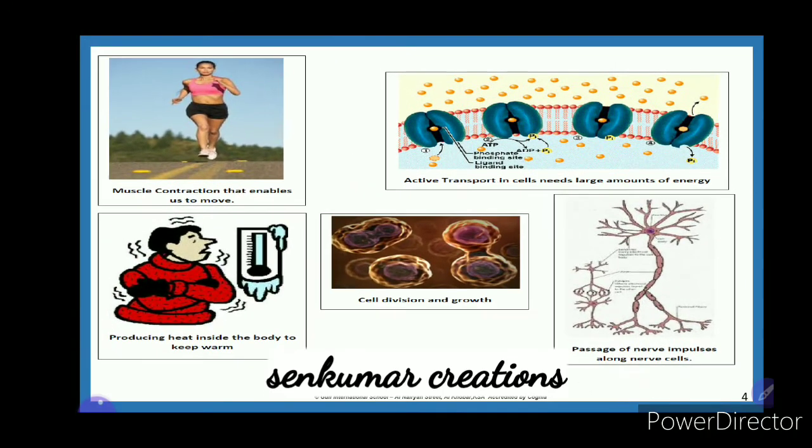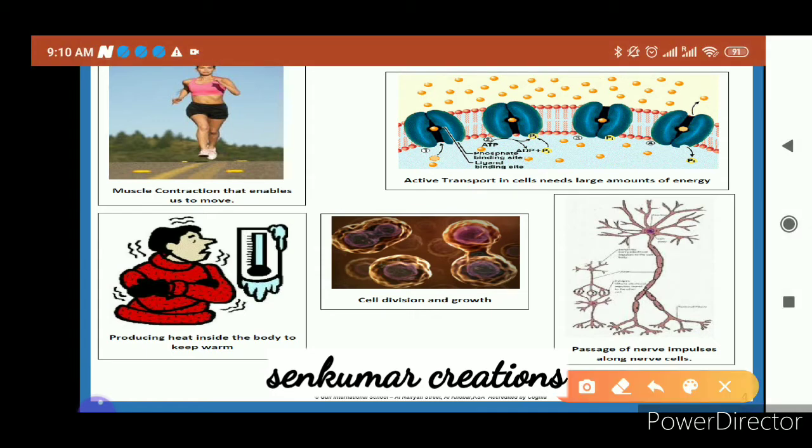We can see here the first picture, muscle contraction that enables us to move. So what does it mean? In this picture you can see running, walking, whatever it may be, our body requires energy, right? And second, you see active transport in cells needs a large amount of energy.